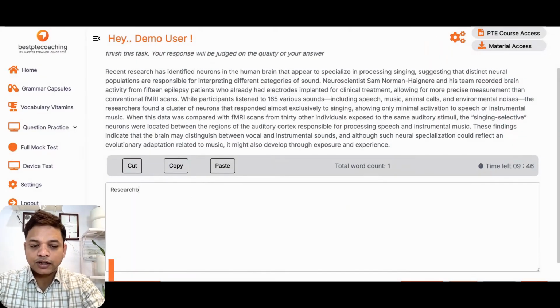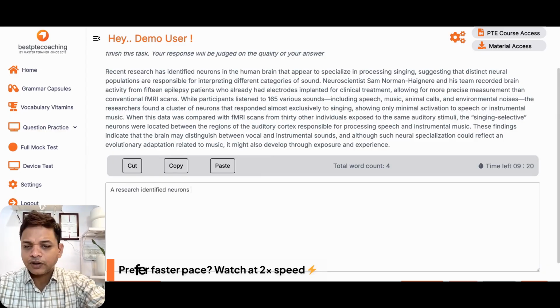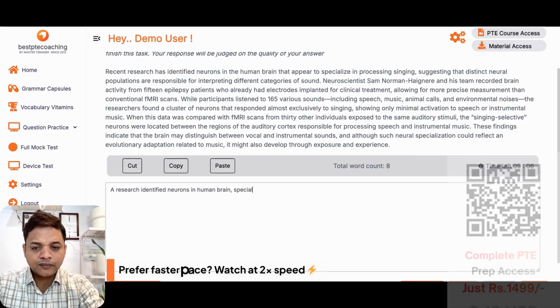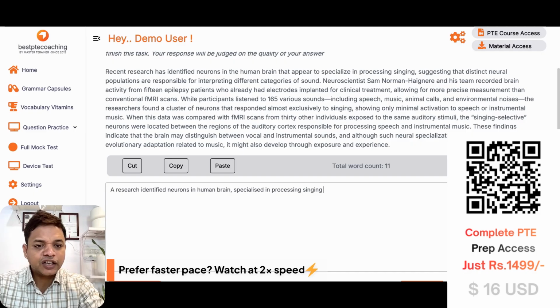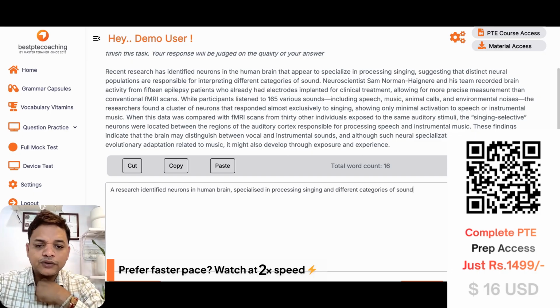So a research, what the research did, identified neurons. Let's say neurons in the human brain, specialized in processing singing, and different categories of sound. So the first one is done.